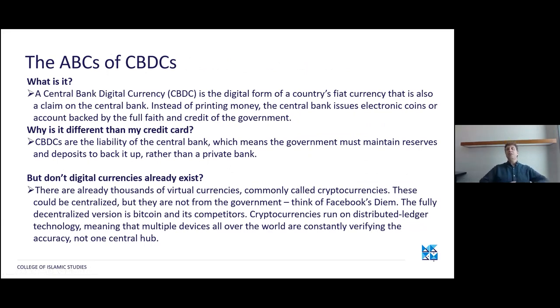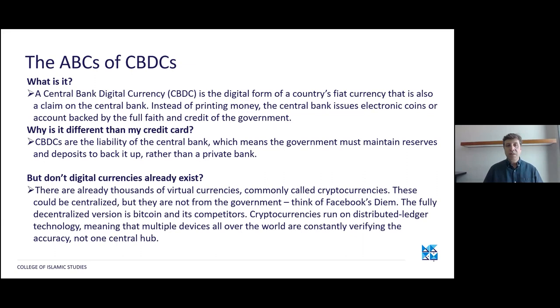So what is central bank digital currency? Central bank digital currency is the digital form of a country's fiat currency. That is also a claim on the central bank. So it is similar to the fiat money issued by the central banks, but it is in digital form. Why is this important? You will see some of the benefits of this digital form, because when you have paper money, you cannot have many functions. But when it is digital, you can have many different functions as well.